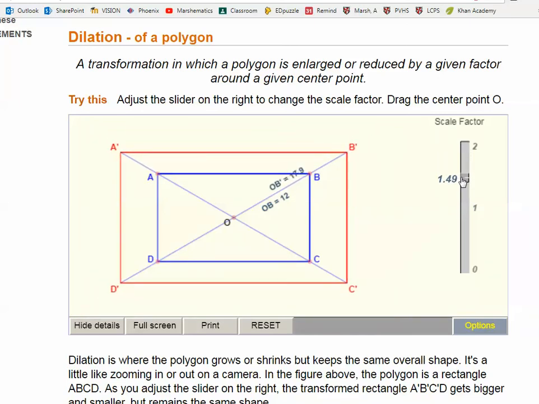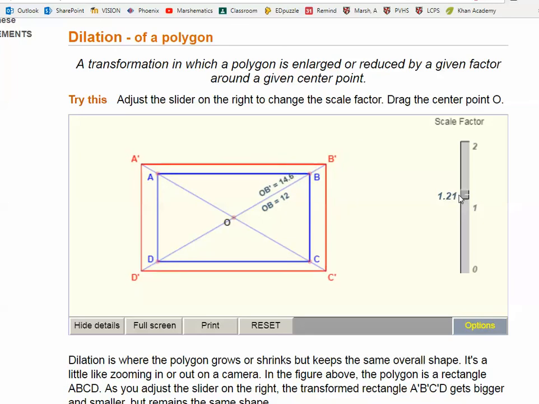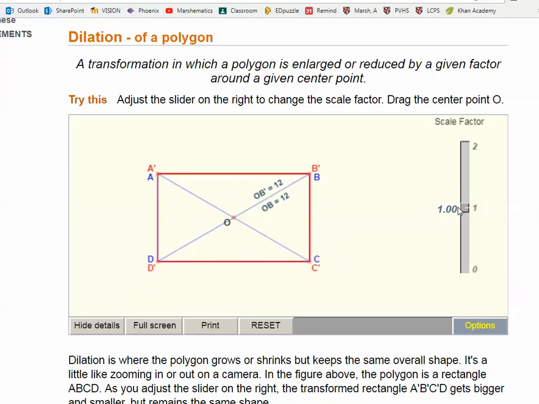It is getting smaller. And when I make the scale factor 1 exactly, the image and the pre-image are exactly the same size. This length is 12 and this length is also 12. Notice when I make the scale factor less than 1, now the image is getting smaller. It is shrinking. It's the same shape, but it's not the same size anymore.